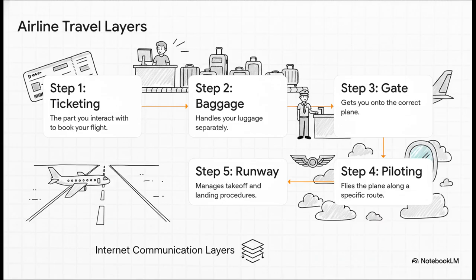The people at the gate, they don't fly the plane. They just have to trust that the pilots will. The person who sells you the ticket doesn't worry about your bags. They trust the baggage handlers. See? Each layer just does its one job, trusting the layers below. The internet works in pretty much the exact same way.